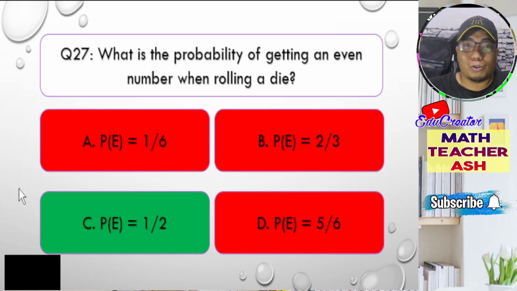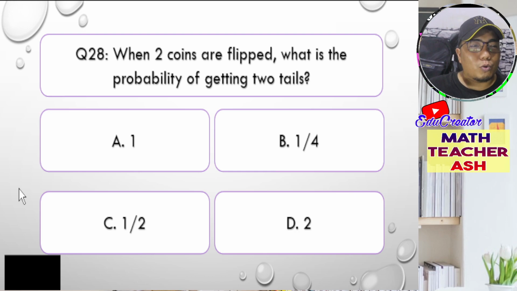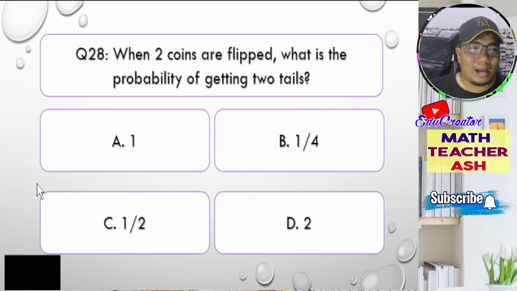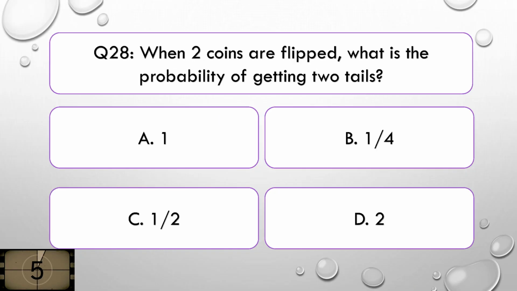Now, let us go to question number 28. When two coins are flipped, what is the probability of getting two tails? Is it A, 1, B, 1/4, C, 1/2, or D, 2? I'll give you 5 seconds to think about your answer.